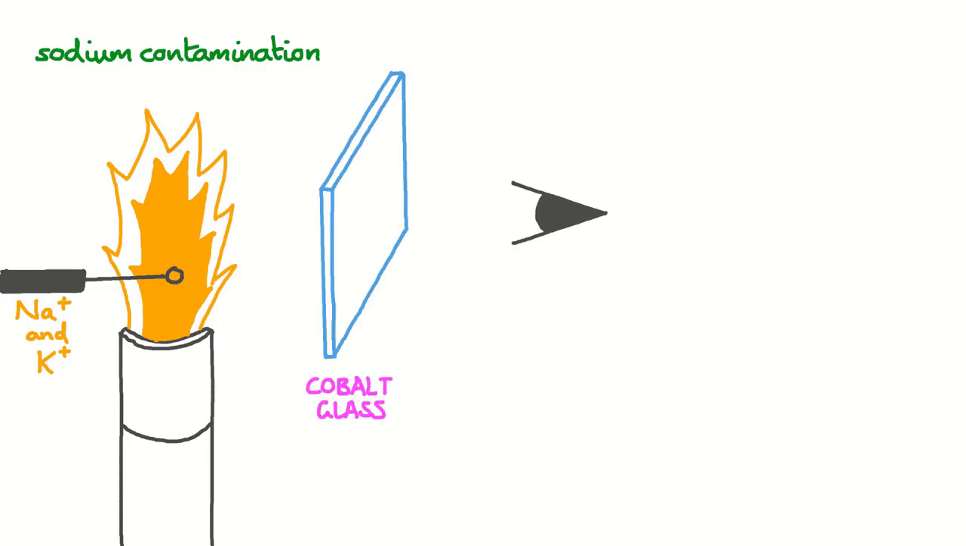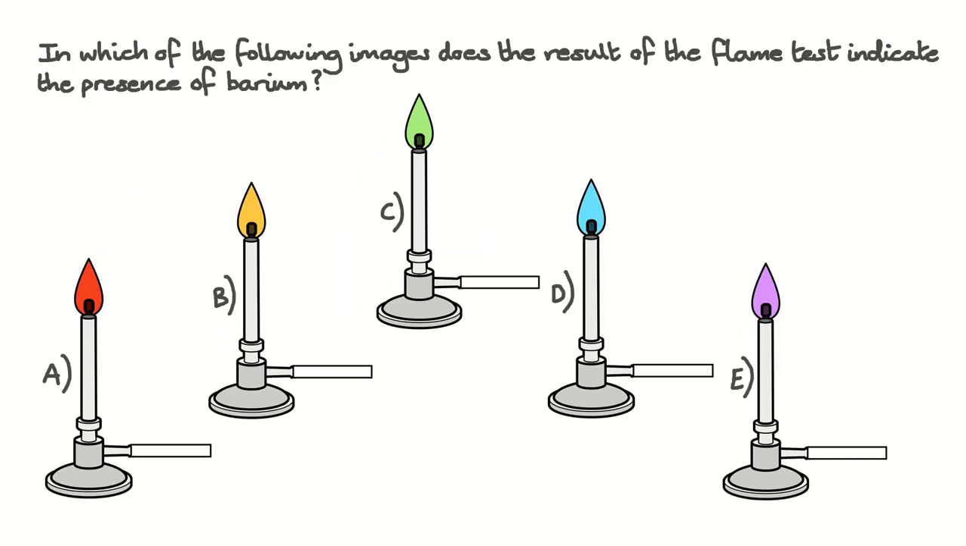Sodium is quite a common contaminant. Filters like blue cobalt glass, which is glass with added cobalt compounds, can be used to remove the bright orange-yellow light from sodium ions, allowing other colours to be seen more clearly. If you had a mixture of sodium and potassium ions, you could use cobalt glass just to visualize the colors from the potassium. Now that we know what a flame test is and how to perform one, and which ions it can help us identify, let's have some practice.